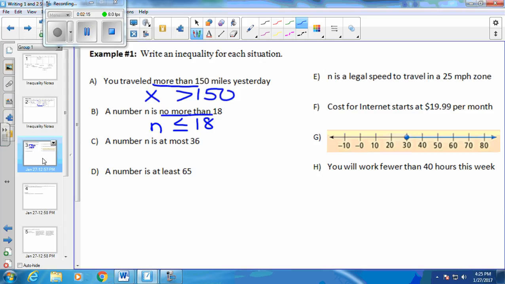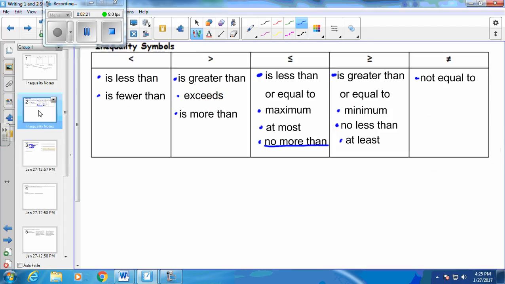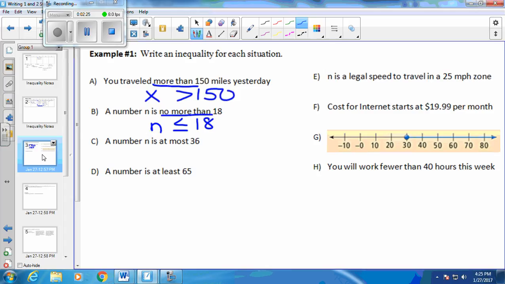For C, a number n is at most 36. So again, if I go back to my list, at most was dealing with less than or equal to. That's a very similar sentence to you can have at most 36 people at your party. So you can only have 36 people or less, really. So that's why it's less than or equal to. So go ahead and work out D through H and then come back.